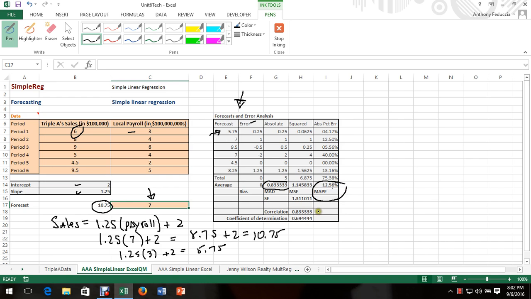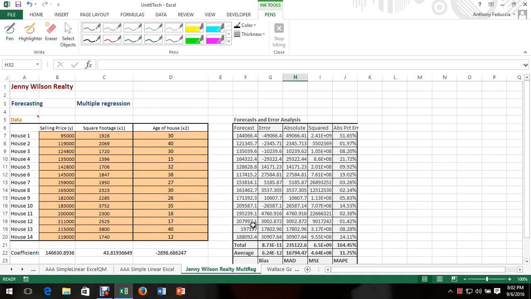Again, there's the correlation we talked about earlier and the coefficient of determination that we also talked about earlier. So this isn't difficult. Use Excel and you should be in pretty good shape. This is linear because there's only one variable. Now, let's talk about multiple regression.